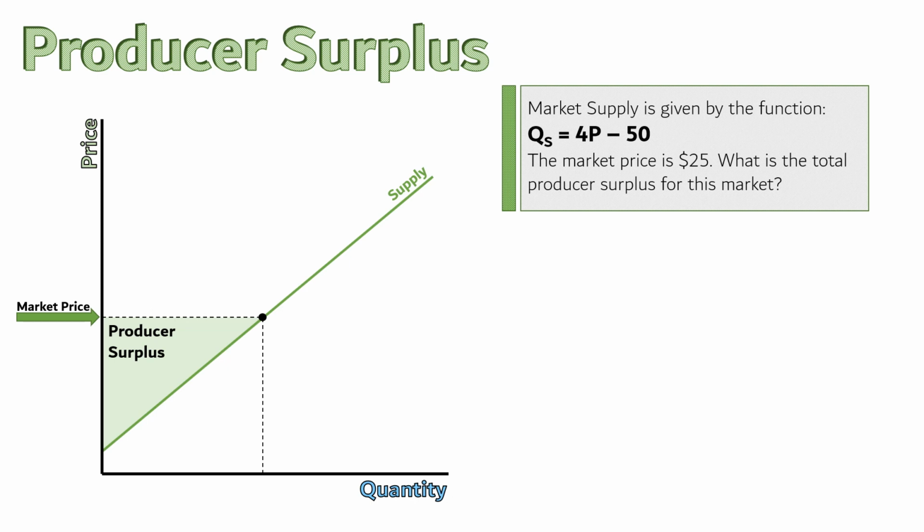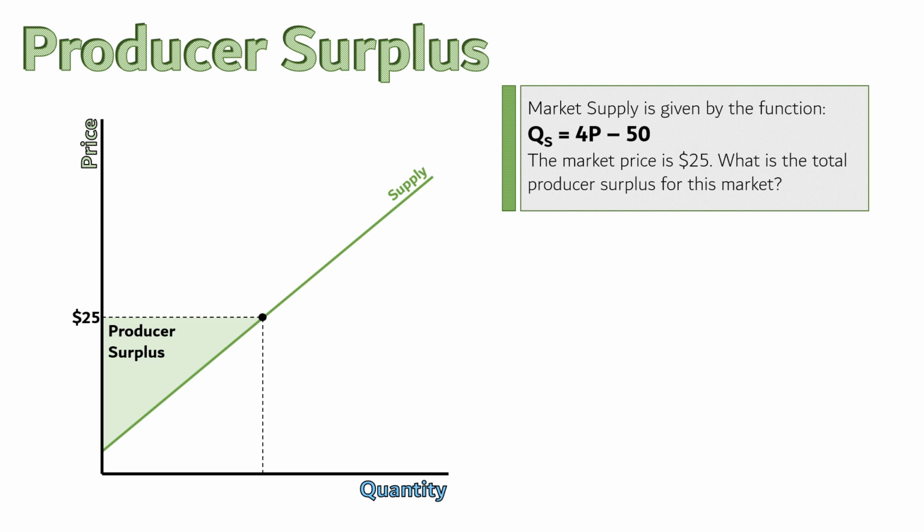Let's work through an example problem where we need to calculate producer surplus. Let's say market supply is given by the function quantity supplied equals 4 times P minus 50. The market price is $25. So let's start by replacing our market price arrow on the graph with 25.